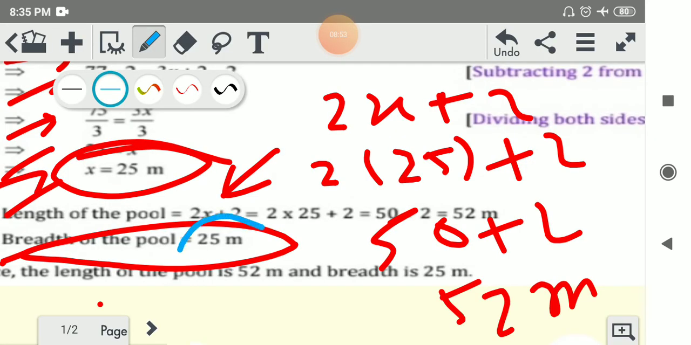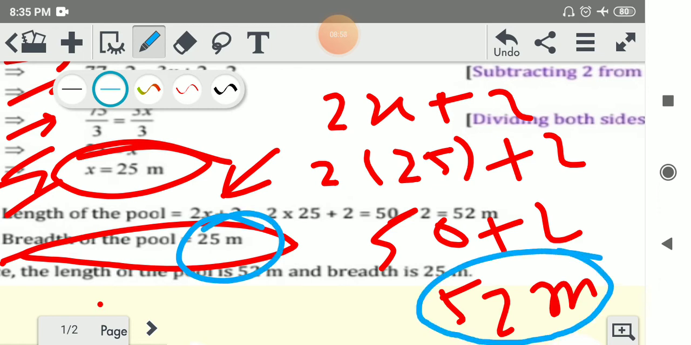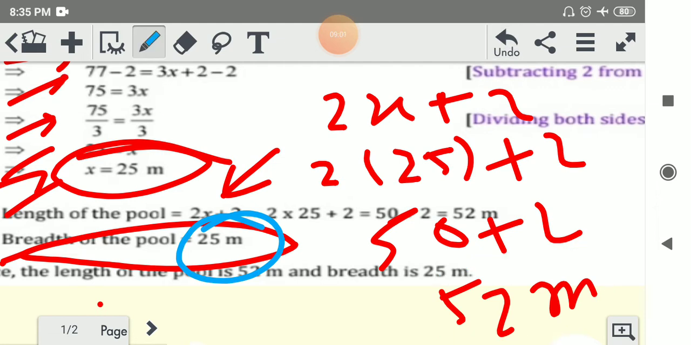So breadth is equal to 25 and length is equal to 52. This is our answer. Okay.